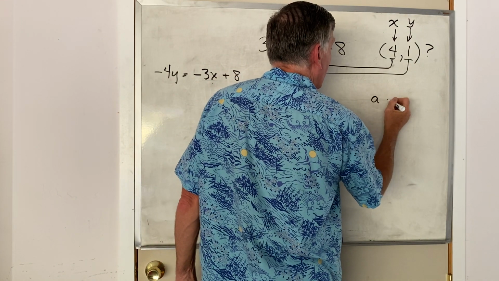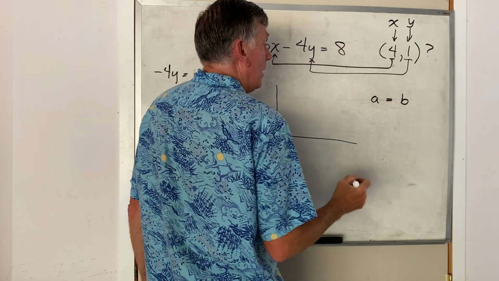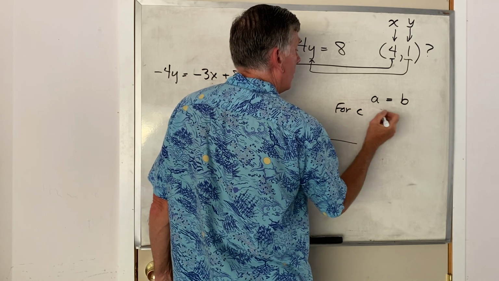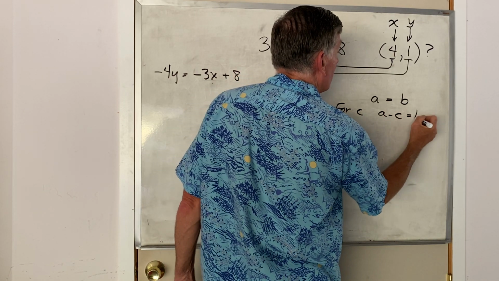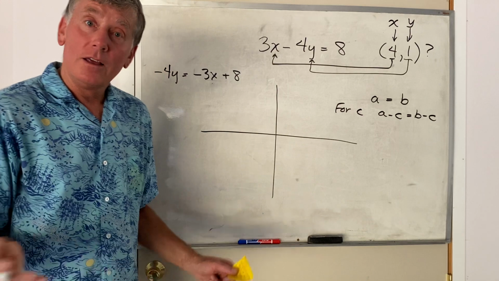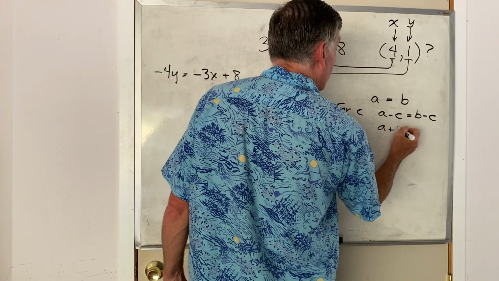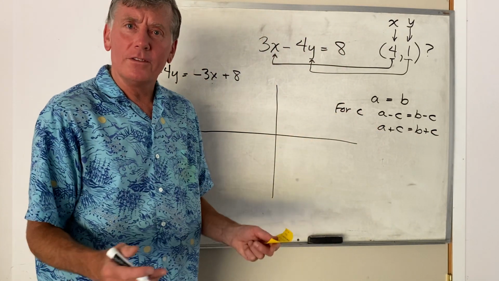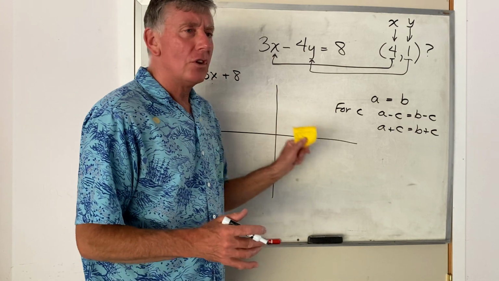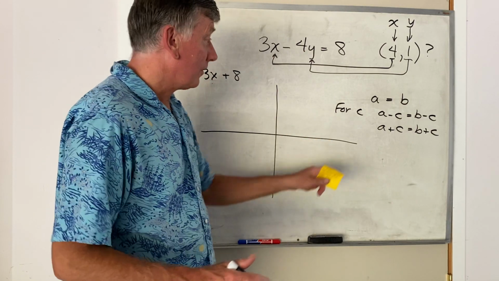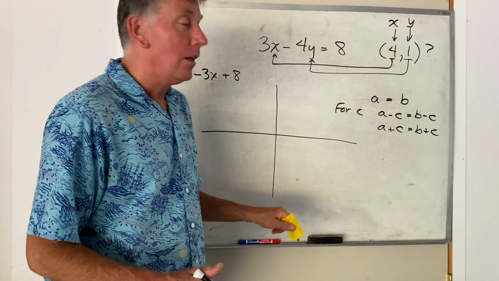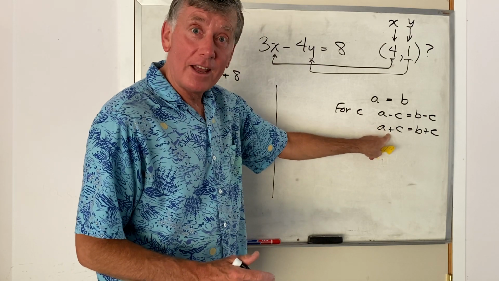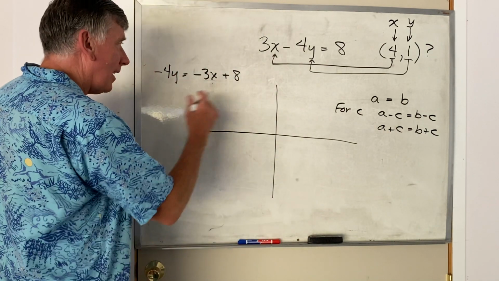I know if I have a equals b, then for any c, a minus c is equal to b minus c. And I can also add it too. a plus c is equal to b plus c. These are tools. These are things that you should always grab from your toolbox that will always work. It's not magic what I'm doing here. It is tools that I'm providing you.